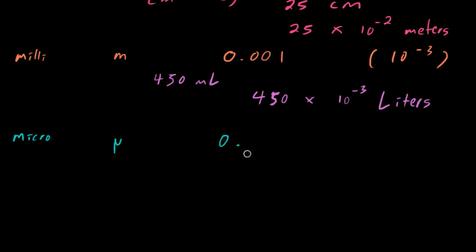And micro is going to be, I think, 1/millionth. Yeah, it's 1/millionth. 1, 2, 3, 4, 5, 6. So our scientific notation would be 10 to the minus 6 for 1 micro something. If we had a micrometer, we would have 10 to the minus 6 meters.